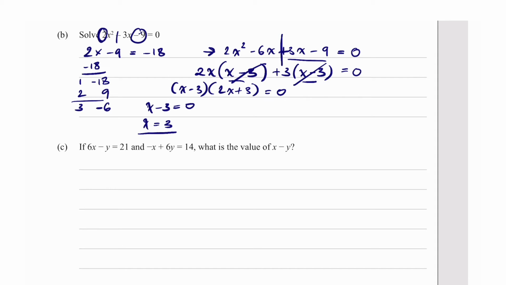Now let's do the other bracket. 2x plus 3 is equal to 0. So I'm going to take 3 to the right hand side by subtracting 3 from both sides. So I get 2x is equal to negative 3. And then I'm going to divide by 2 on both sides. So I get x is equal to negative 3 over 2. So our solutions for the quadratic are x is equal to 3 and x is equal to negative 1.5.